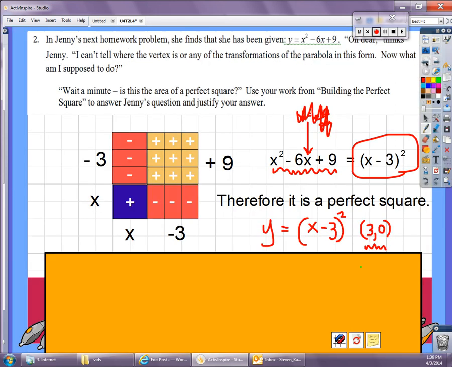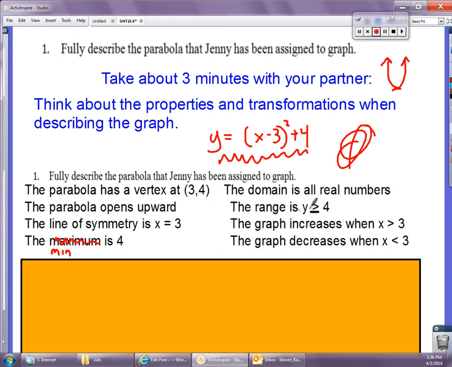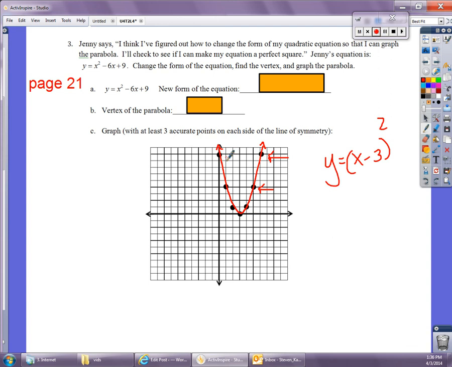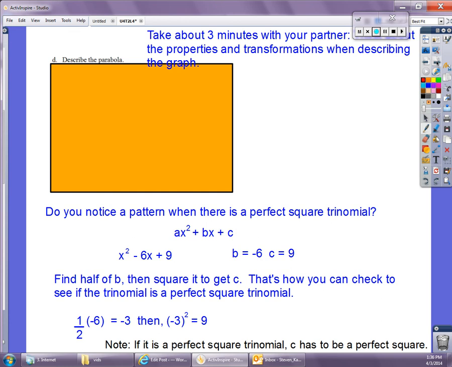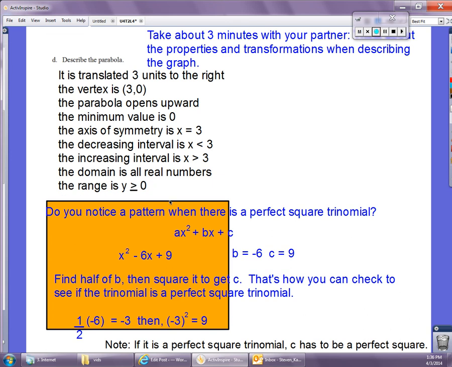So what I'm asking you to do is, just like all these things, this line of symmetry, the increase, all the things that you learned in lesson 2, go ahead and pause the video and write everything that you can say about this graph. Okay, now hopefully you did that, and here are all the things you should have said about that graph. Translation, and you could just go ahead and read these and make sure that this is exactly what you had.